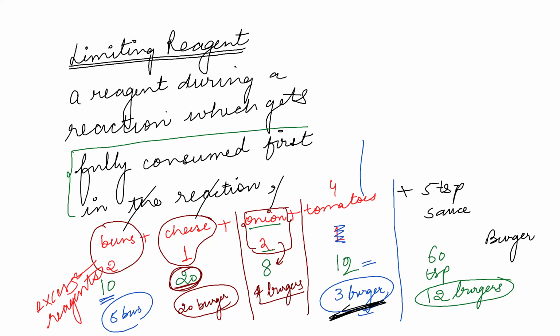The one which gets over first is my limiting reagent, because that has limited the process. Understood my point or not? So that's the point. Now you understand that if I give you an example of a limiting reagent, it's very simple.